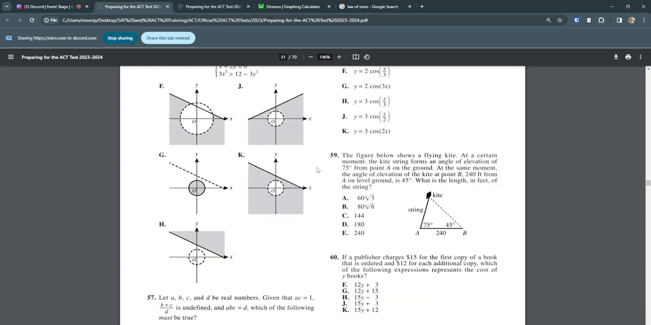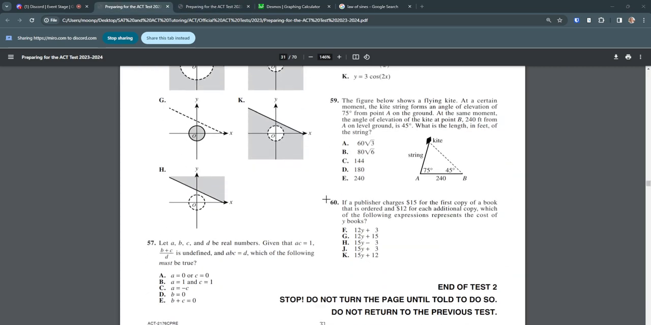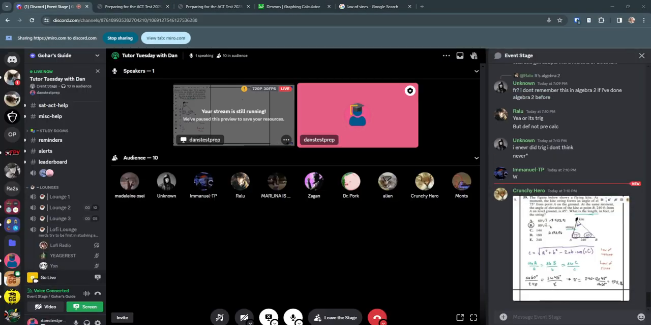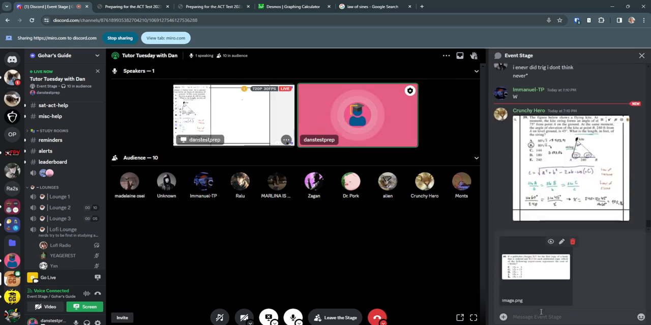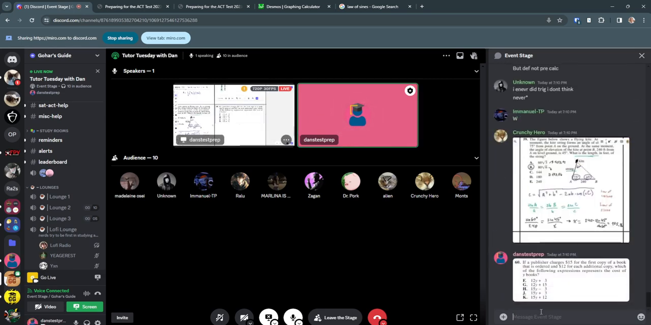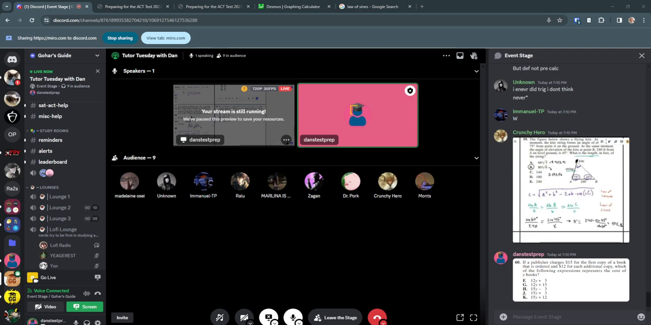Let's do a few more problems. Oh, this is, okay. This one might be our best one because this one is deceptively hard. It looks really easy, but many people get this one wrong.